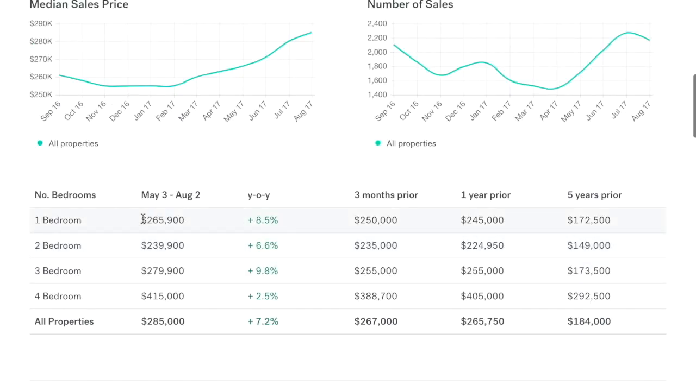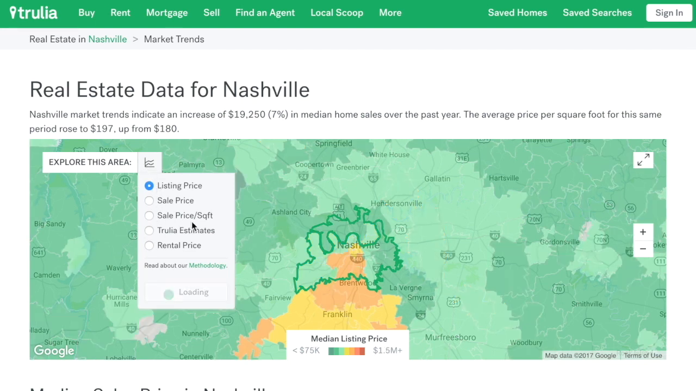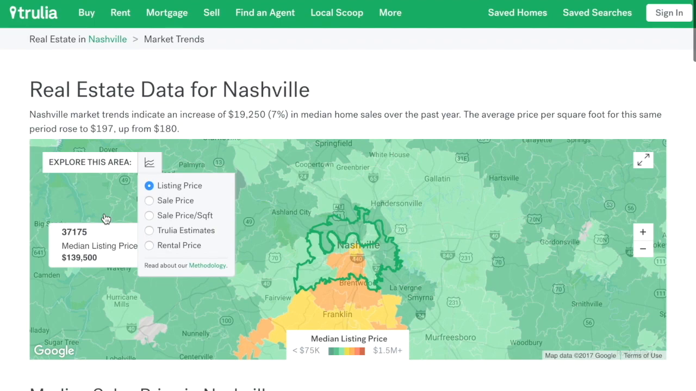And you can even see the increases here based on bedrooms. So based on 1 bedroom, 2 bedroom, 3 bedroom, 4 bedroom, there's been a 7.2% increase, and it gives you a 3-month, 9-month, and 1 year. And again, you have these same things here where you're going to look at some of this listing price. Okay, so that's how we do some of that research.